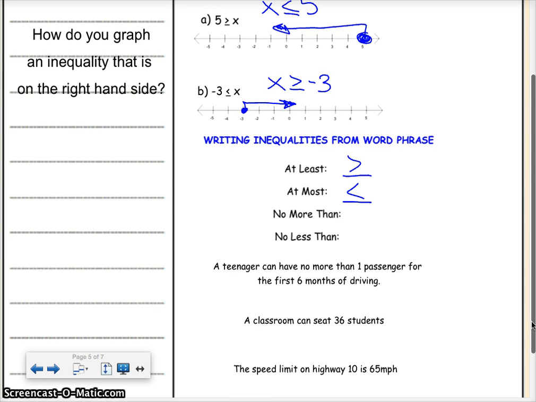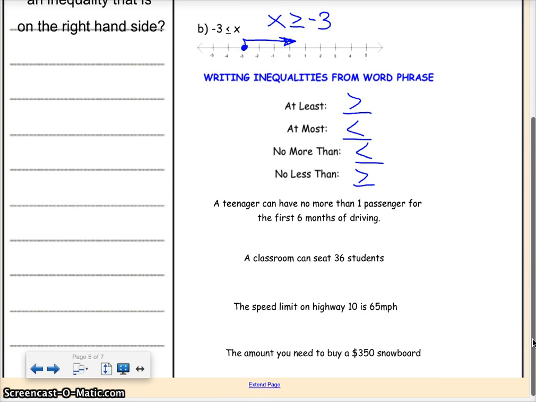No more than. If your family says you can have no more than 4 friends sleep over, that means you would have to have less than or equal to 4 friends. No less than. That happens a lot around springtime soccer season, like if they're developing teams, you can have no less than 12 people on your team. So no less than would mean you'd want bigger or equal. Those are just some of the common inequality vocab words that you see. At least, at most, no more than, no less than. And here's some real situations.